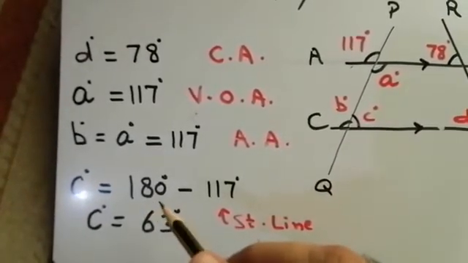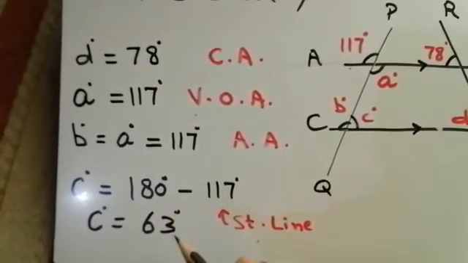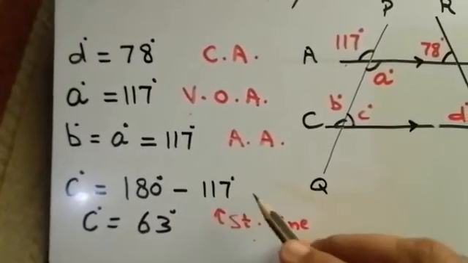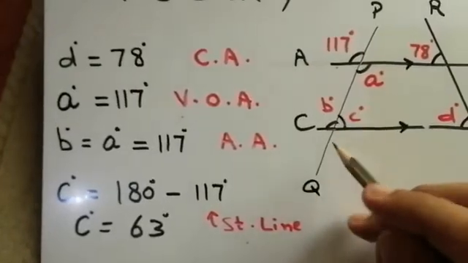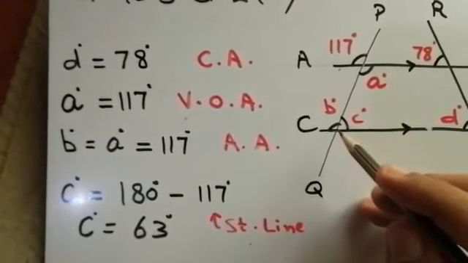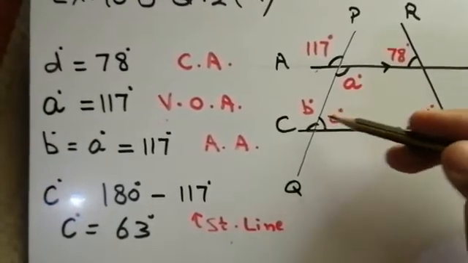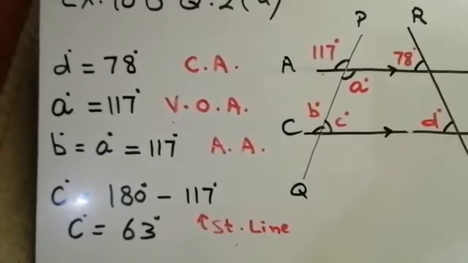I have calculated this angle by subtracting 117 from 180 degrees, and I got 63 degrees. The reason behind it is the sum of adjacent angles on a straight line is 180 degrees. So this is how I have calculated all four angles A, B, C and D by applying angle properties.